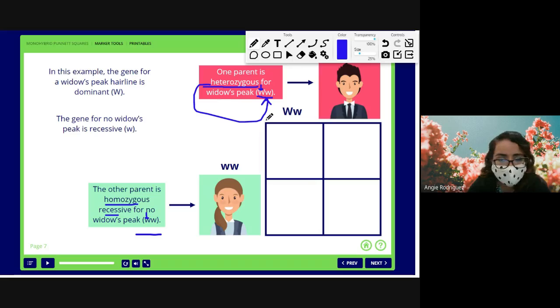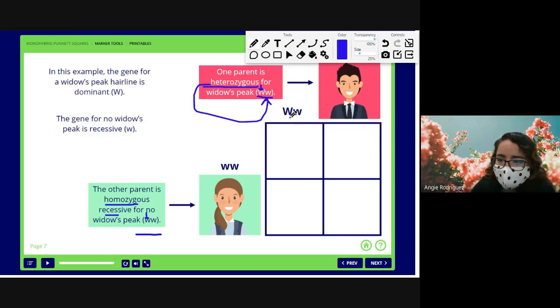So here, they already have the Punnett square, my monohybrid cross, already set up. So we're only going to be measuring one trait. That one trait is whether the individual is going to have a widow's peak or not, right? That's the trait we're measuring, widow's peak in this example.